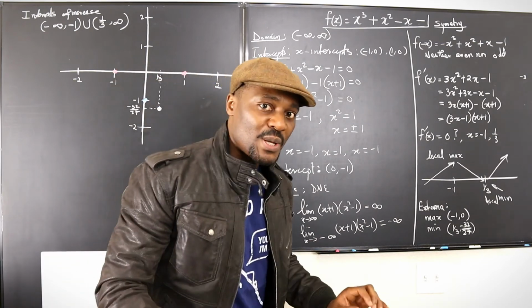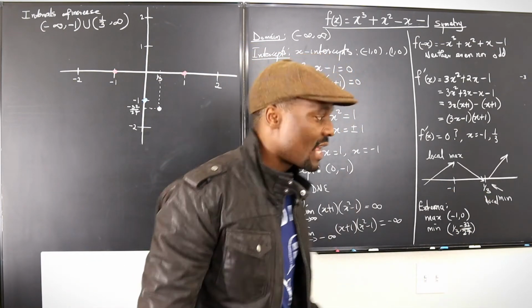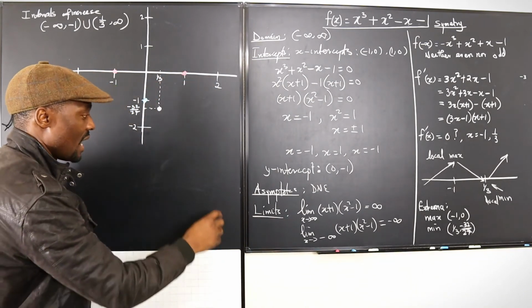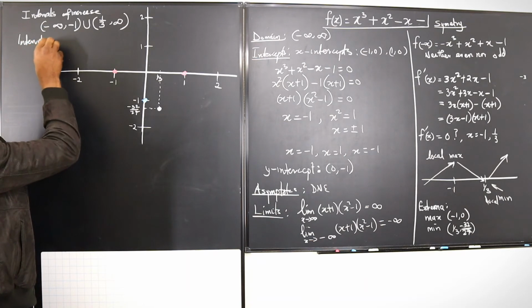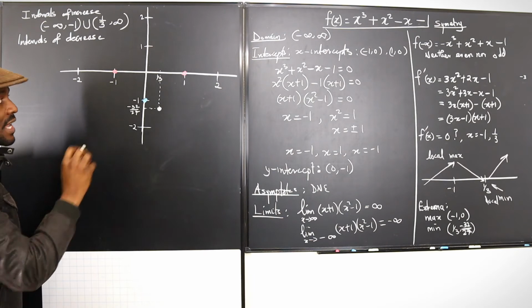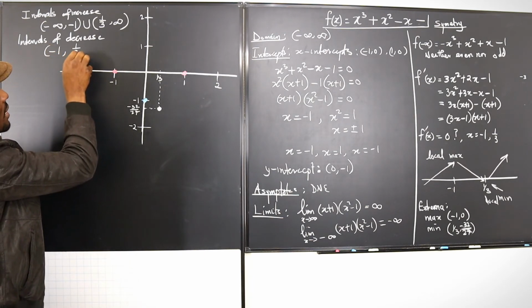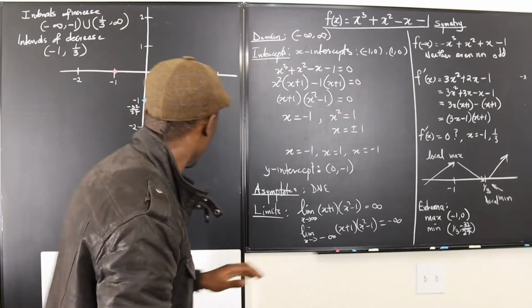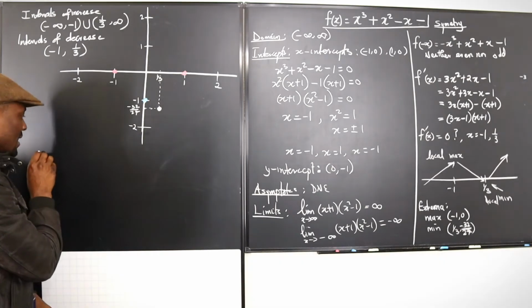Now, when will the curve be going down? It's just between -1 and 1/3. And that's what you're going to write for the second part, okay? You're going to say intervals of decrease is going to be from -1 to 1/3. And that's it. So let's talk about concavity. And for you to do concavity, I'm going to write it here.